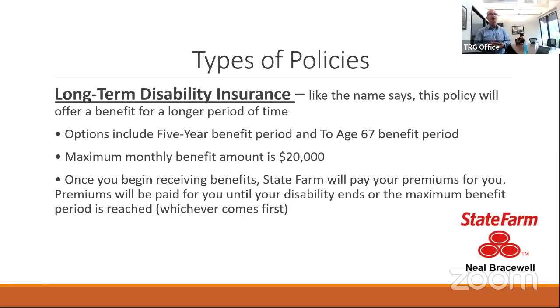There's different types of policies. There's a long-term disability policy, just like the name says. It's for a longer period of time. Your options include a 5-year benefit period, which means from the time you started, you will get paid for 5 years, or to age 67 benefit period. If you're over 67, then you don't qualify for disability insurance, because the longest that you can get disability insurance is to age 67.